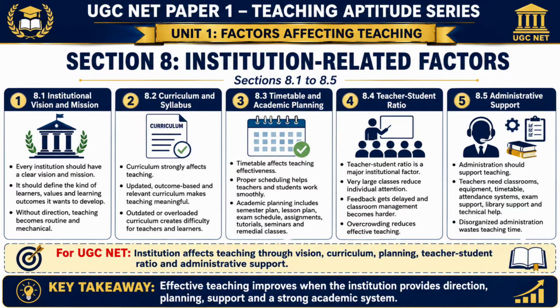8.1 Institutional vision and mission. Every institution should have a clear vision and mission. A strong institution asks, what kind of learners do we want to develop? What values do we promote? What learning outcomes do we expect? How do we support teachers and students? If the institution has no direction, teaching becomes routine and mechanical.